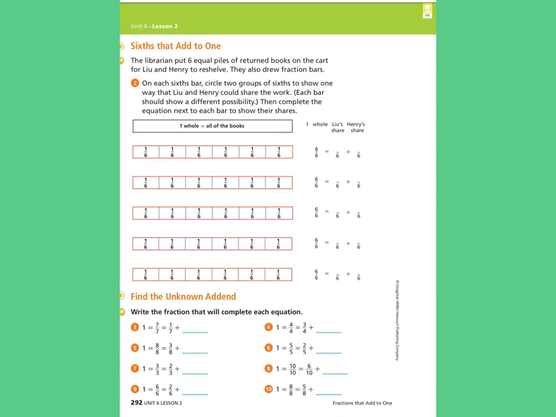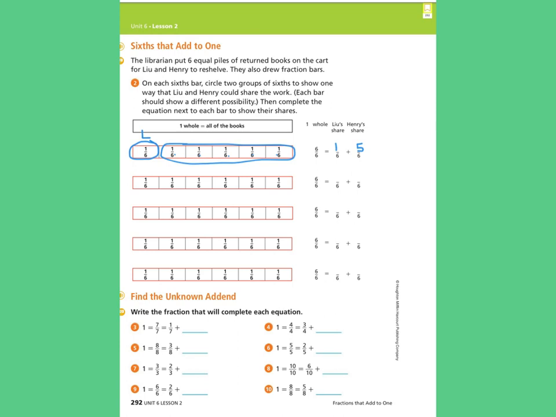So this time we're thinking of numbers that add together to make 6. So again, Lou could do 1 pile and Henry could do 1, 2, 3, 4, 5 piles. 1/6 plus 5/6 is 6/6. All right, let's think of another way that we could add 2 numbers to make 6/6.